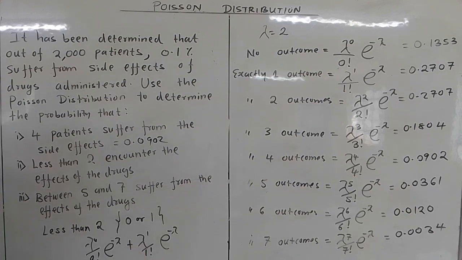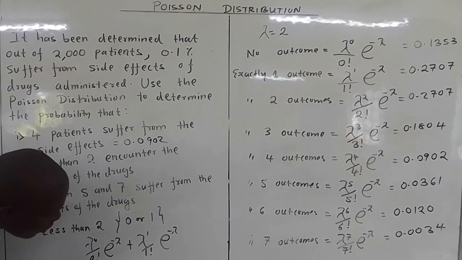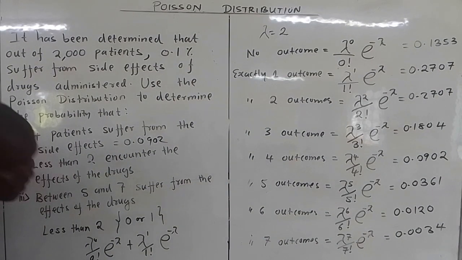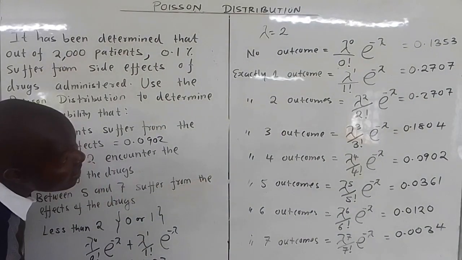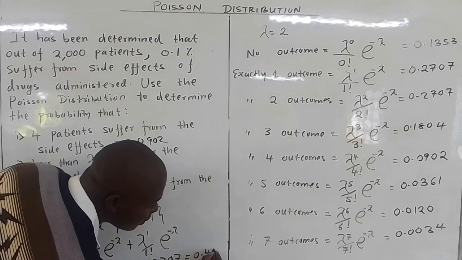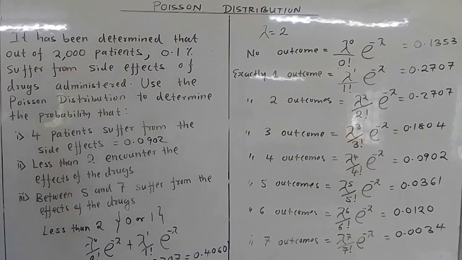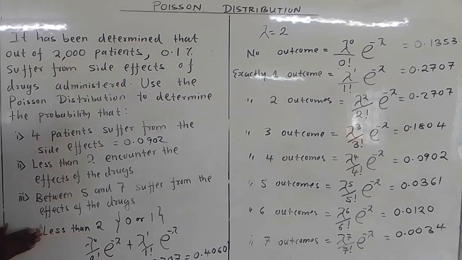So if you substitute those values, what do you get? For 0 outcome, you found 0.1353, isn't it? Then or is the plus, exactly 1 outcome you found to be 0.2707. And the probability of less than 2 is 0.406. Are we together? So this is the probability of less than 2 encountering the side effects. Then answer the last one, this Roman 3, isn't it?